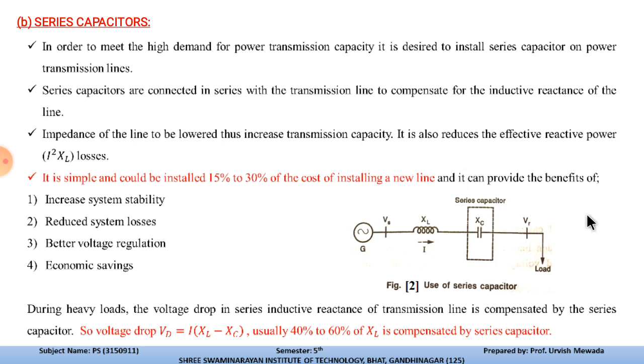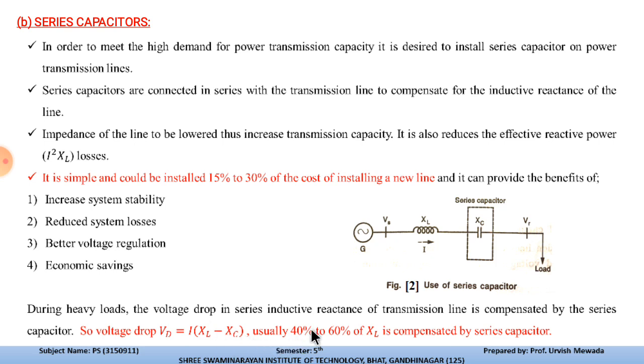During heavy loads, the voltage drop in the series inductive reactance of the transmission line is compensated. See this term, during heavy loads. As load increases, the current passing through the transmission line increases, so the power losses increase. So whenever we have heavy loads, the voltage drop in the inductive reactance of the transmission line is compensated by such a utility, say a series capacitor. The voltage drop Vd is equal to I into (XL minus XC). So here we are compensating the effect of inductive reactance using capacitive reactance.